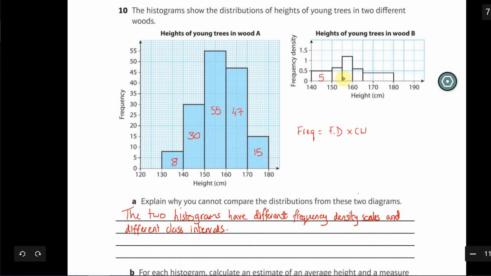It's got a class width of 5, that's easy enough to see. But what is its frequency density? It's not actually 0.6, because I think this one is 0.6. It's something like, and I've worked backwards here to find this, it's some ridiculous number like 0.67. So I'm going to go with that, 0.67. So 5 lots of 0.67 is 3.35-ish. Seems really silly, but that's what it is.